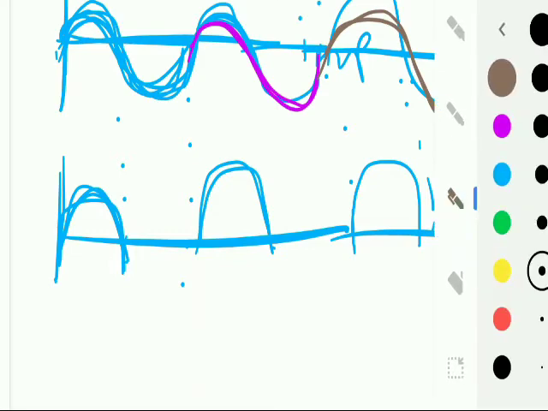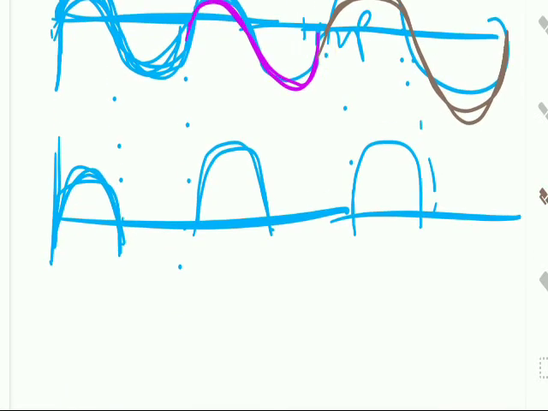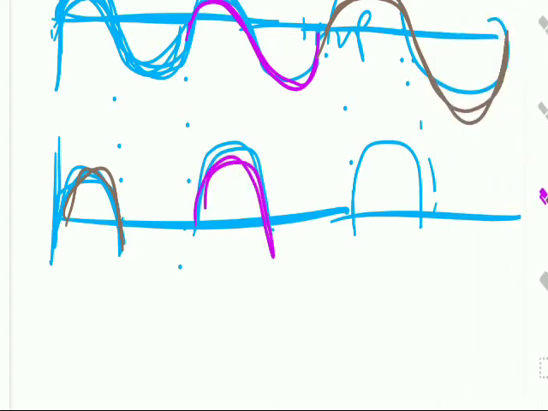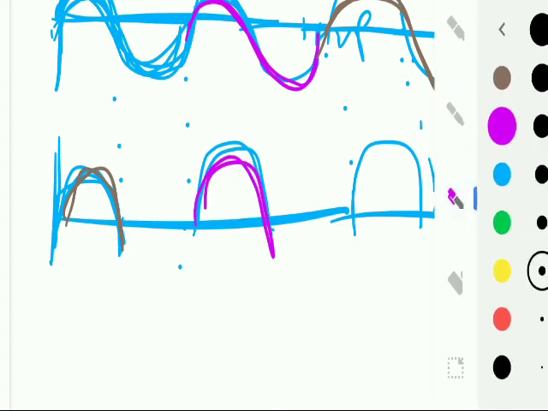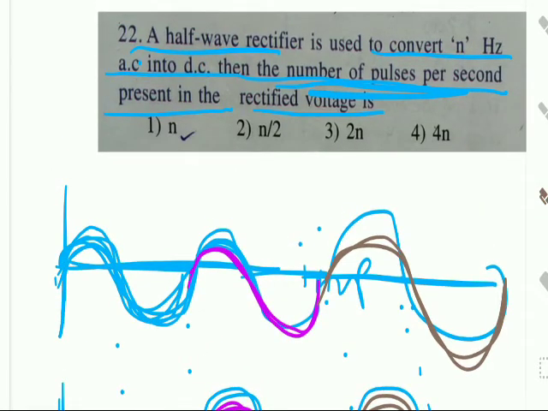So number of pulse, this is the one pulse allowing, this one is another one pulse, and this one is also another. Three cycles allow three pulses. So if n cycles make n pulses, so answer is 1.